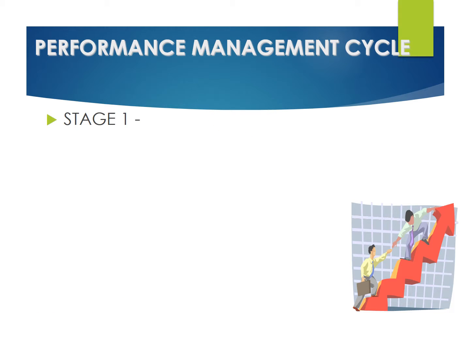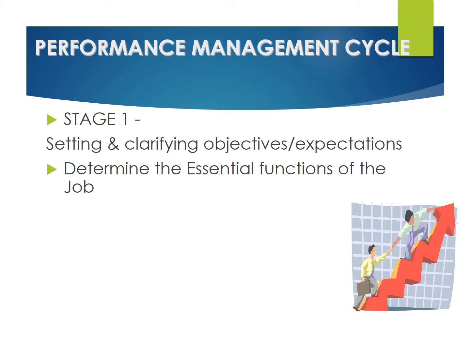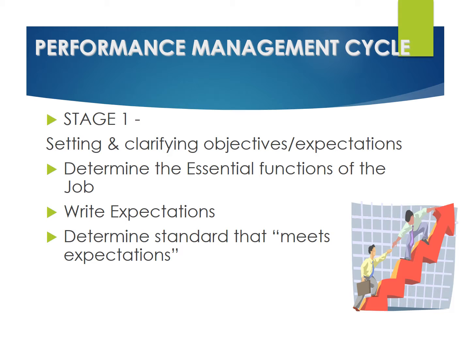So in stage 1, what we're looking at is a process where we set and clarify objectives and expectations. This is a conversation with employees that asks: what do we define as the essential elements for the job? What are the expectations that we're going to have of this year? What are the targets that we are going to set? What is the standard that we're going to consider our meets expectation standard? This is a discussion with staff that says this is what we expect this year.